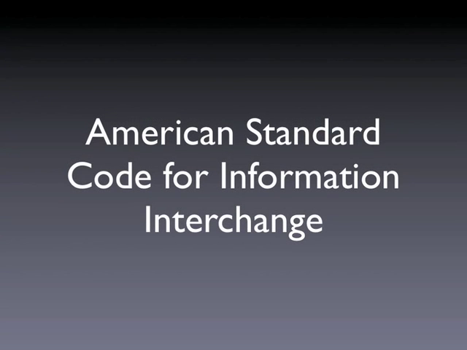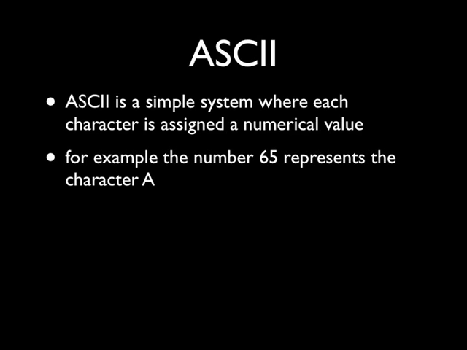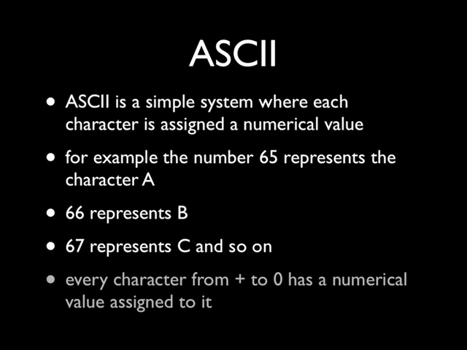So the American Standard Code for Information Interchange, or for short, ASCII. Basically, it's a simple system where every character is assigned a number or a numerical value. For example, the number 65 represents the character capital A, 66 represents capital B, and 67 represents capital C, and so on. Every character from a plus sign to the actual number 0 has a numerical value assigned to it.